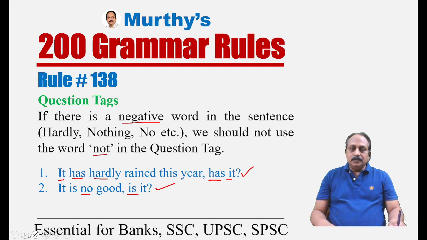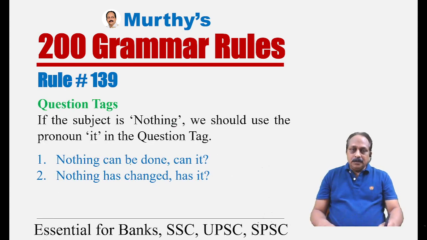An important rule. Rule number 139. If the subject is nothing, we should use the pronoun it in the question tag. Imagine the subject is nothing, then in the question tag, we have to use the pronoun it. Nothing can be done. Nothing is a negative word. Based on that, in the question tag, you should not use the word not. And you have to repeat the helping verb. What is the helping verb? Can. And the subject is nothing. The rule says you have to use the pronoun it. Can it? Nothing has changed.